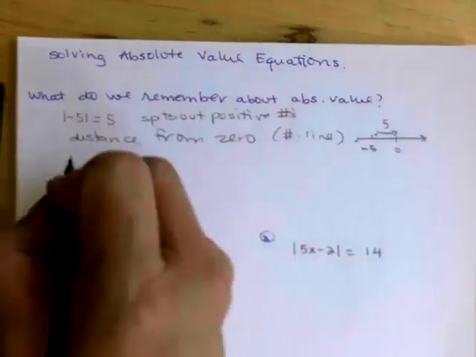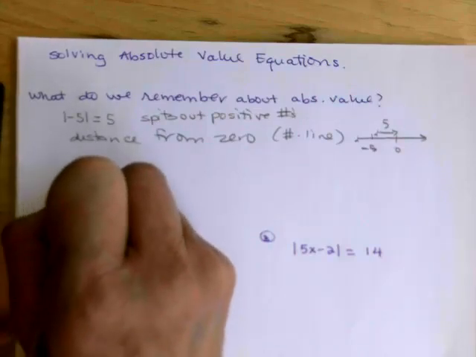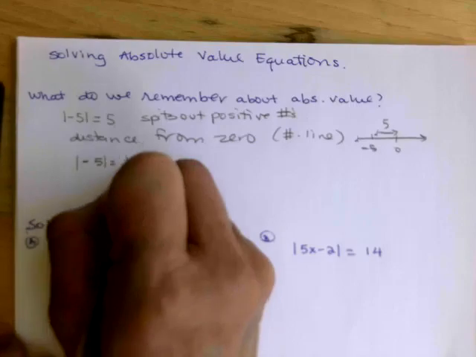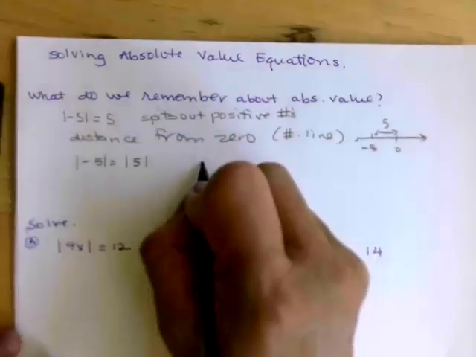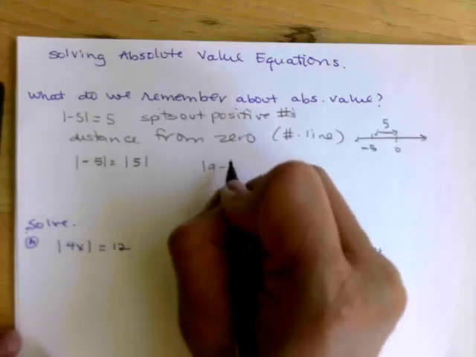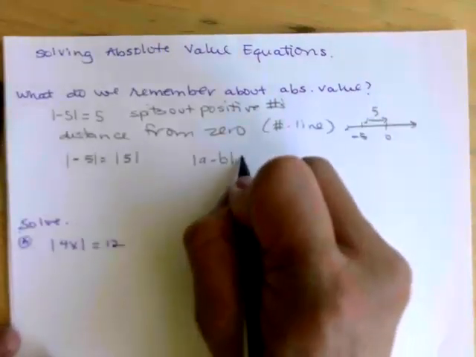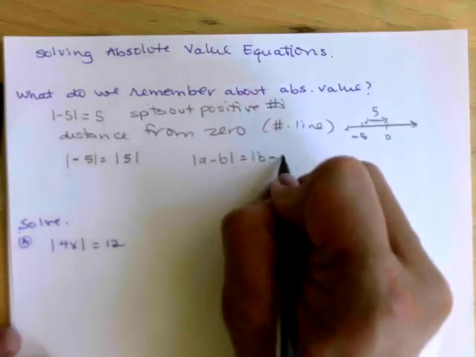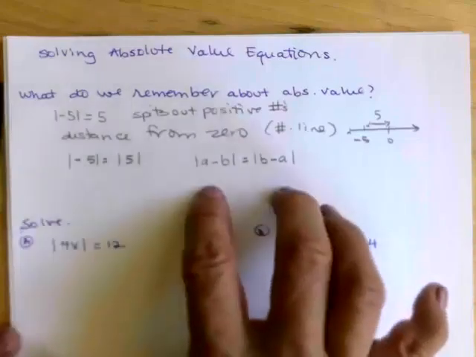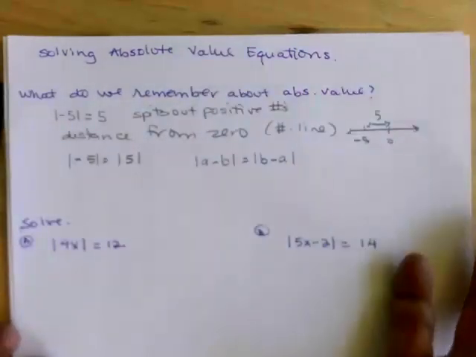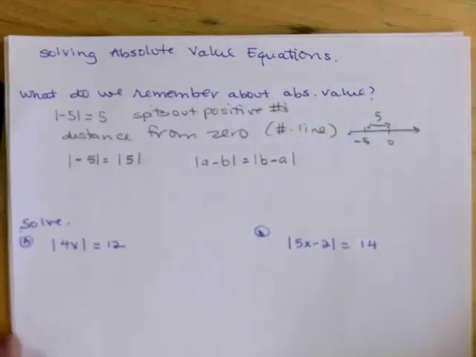Now here's something you might not be aware of. Let me show you with that 5. The absolute value of -5 is the same thing as the absolute value of +5. It's also the case that the absolute value of a minus b is the same thing as the absolute value of b minus a. If you switch the order of a subtraction, it changes the sign, but if we're talking about absolute value, it stays the same. We might need that in a second.